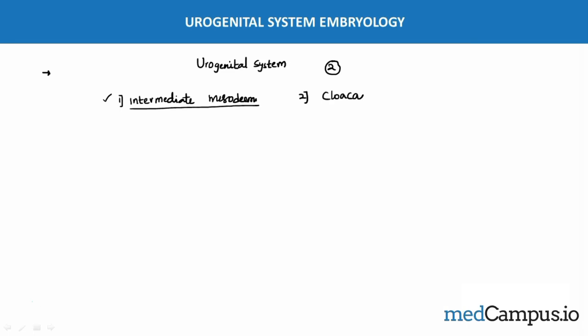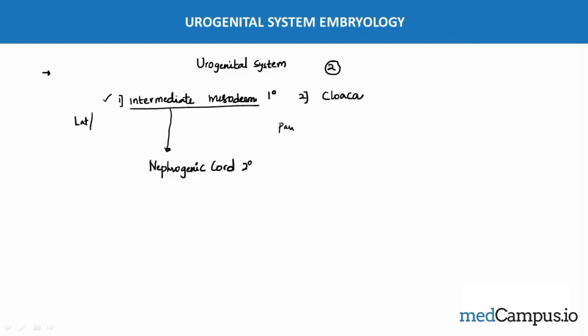Intermediate mesoderm is located in between the lateral plate mesoderm and paraxial mesoderm. So in between lateral plate and paraxial mesoderm we have an intermediate mesoderm, and from the intermediate mesoderm there is a structure known as the nephrogenic cord. And if this is the primary, this is the secondary parent for the formation of the urogenital system.